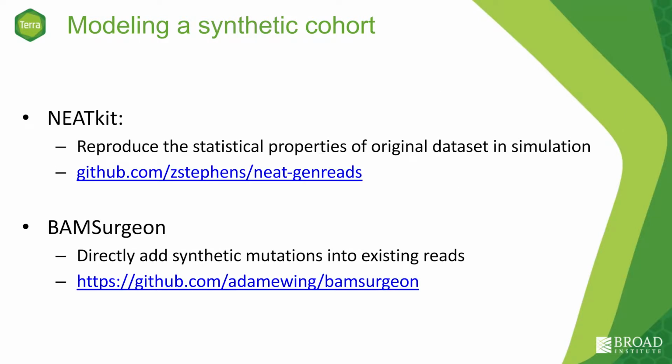So the two tools that create the basis for the earlier part of the workflow are NEAT kit and the BAM surgeon. The NEAT kit is supposed to reproduce the statistical properties of the original data set in simulation. And then the BAM surgeon can spike in whatever mutations you might be expecting.